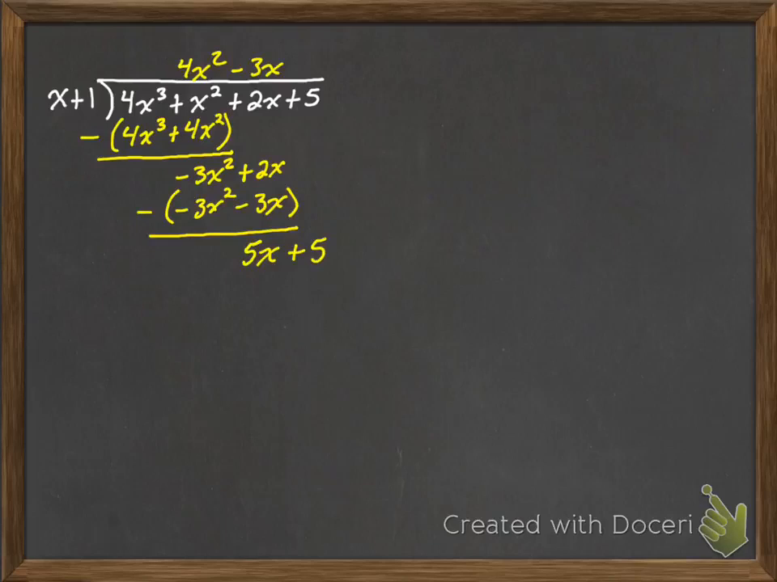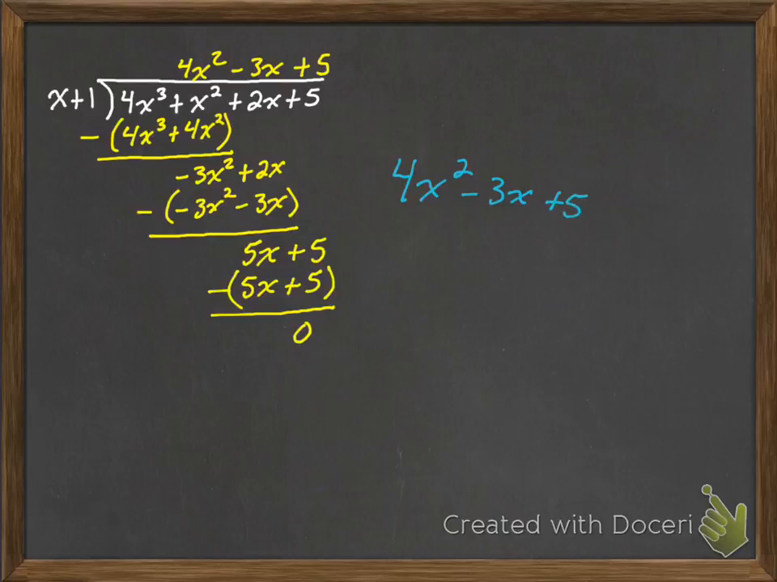And we repeat the process once again. X multiplied by what will give us the first term? That would be a positive 5. So 5 times the x gives us 5x, and then 5 times the 1 gives us plus 5. Parentheses around this and subtract. We have no remainder, which means 4x squared minus 3x plus 5 is the answer to your division.